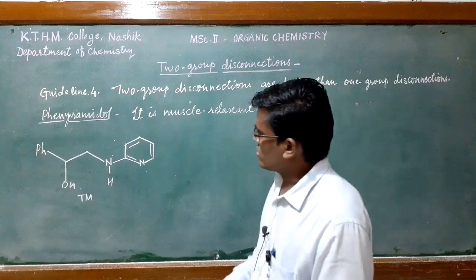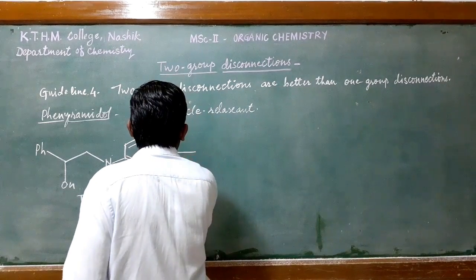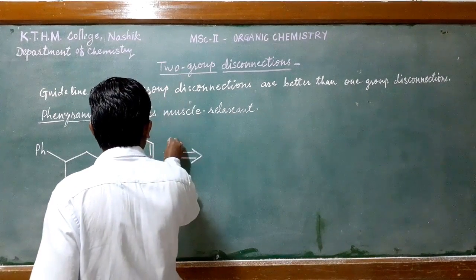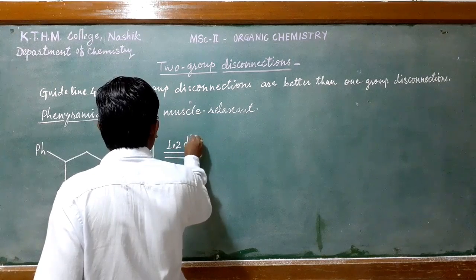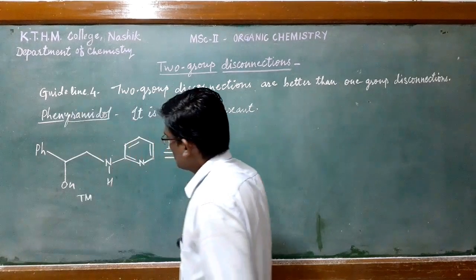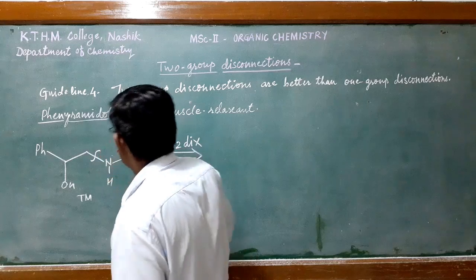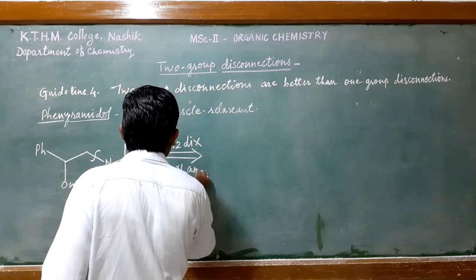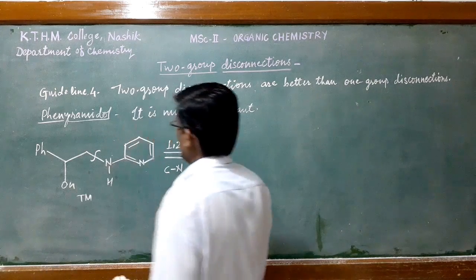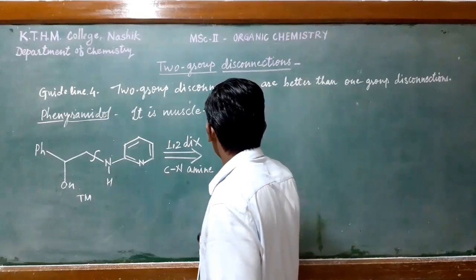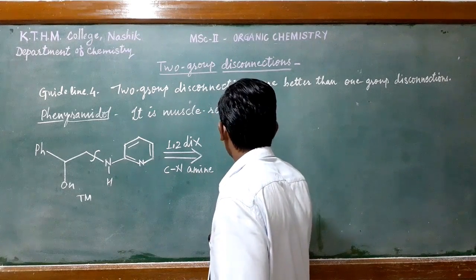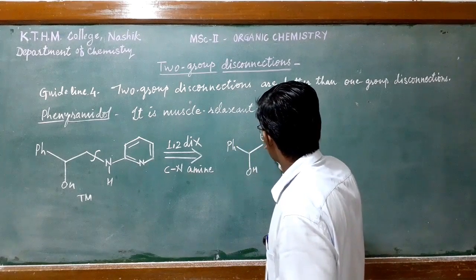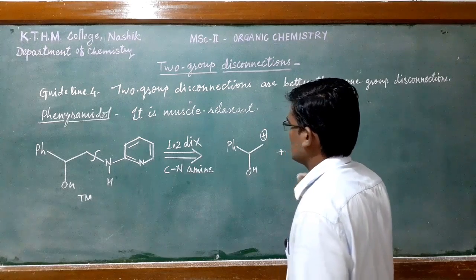Okay. So on the retrosynthetic arrow, we can write 1,2 X disconnection. So we can disconnect this bond, the CN amine bond. So you could get these two fragments.